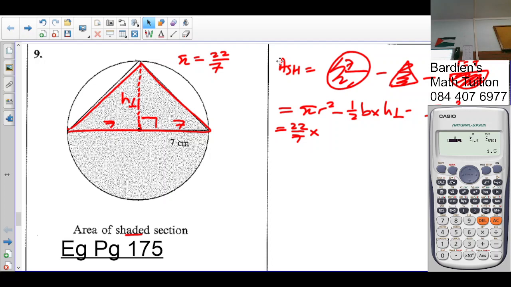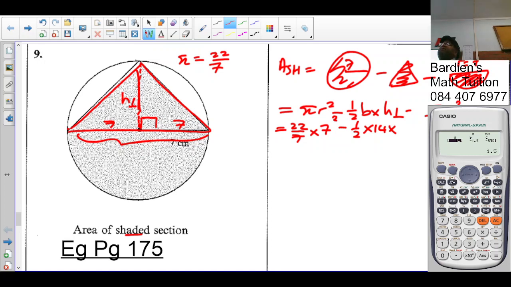Alright. So we see the radius is 7, no? So it's going to be 7 squared minus a half times... what is the base of this triangle? 14. Times the perpendicular height. What's the height from there to there? Huh? 7. Who says 7? Why 7? There we go.